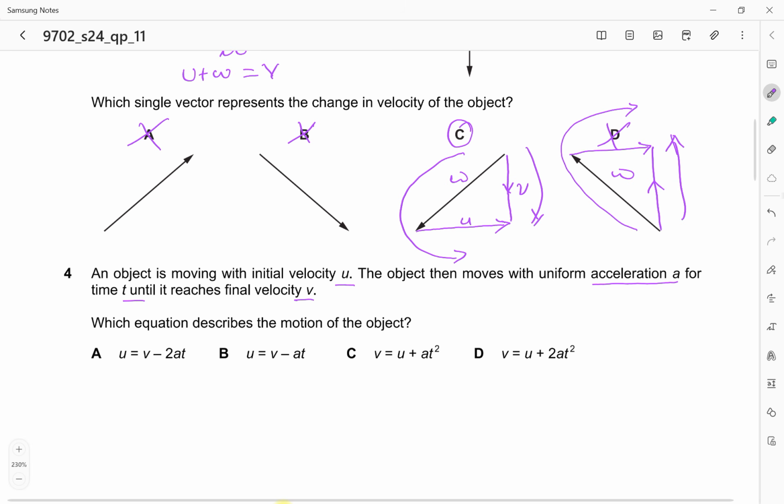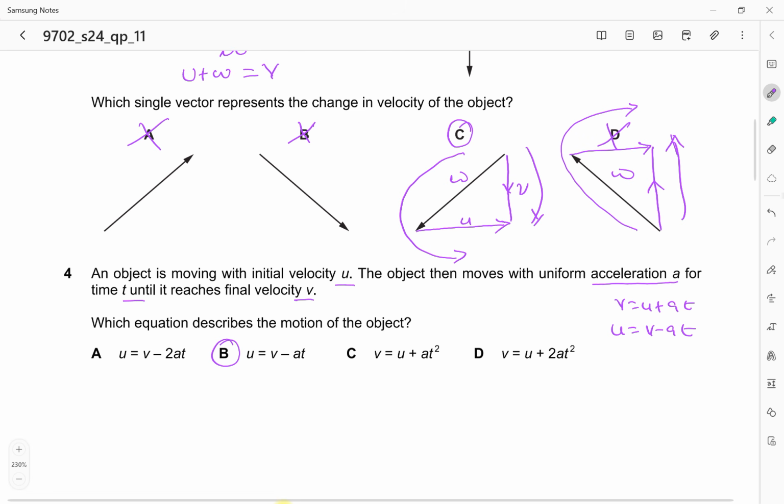So all these are equations relating to equations of motion, which we know: v equals u plus at. So when we look at these equations, when I make u the subject, u is going to be v minus at. So the answer is automatically B.